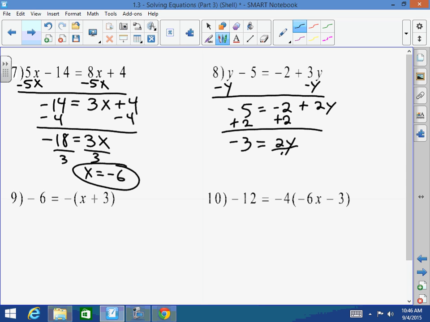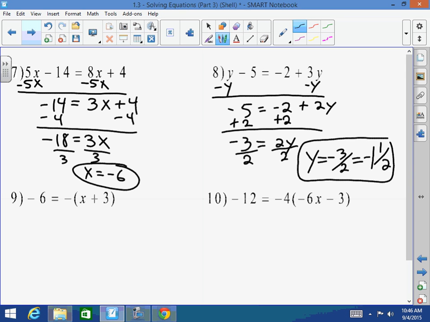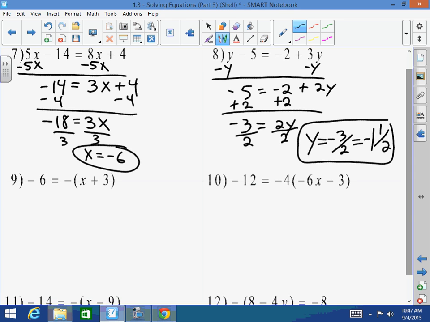We got to solve for y. So I divide by 2. And y equals negative 3 halves, which equals negative 1 and 1 half. Remember, no solution will only occur when the variables are gone and the statement that they're telling you is false. Okay? That's the only time it will be a no solution, gentlemen.